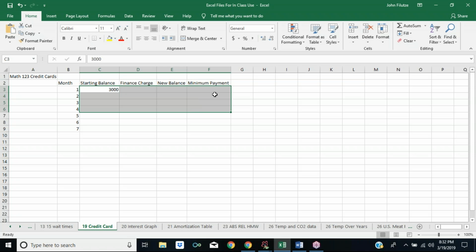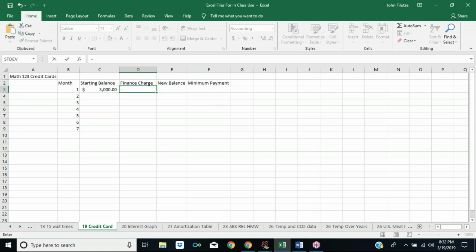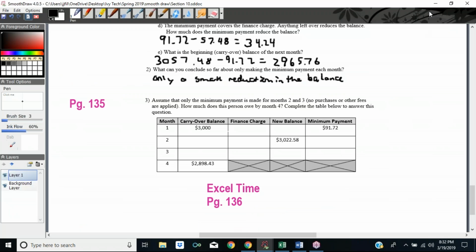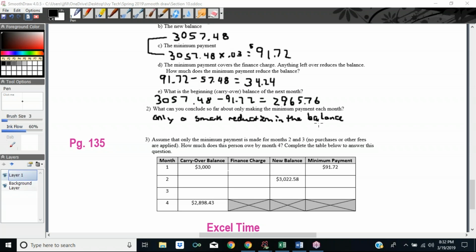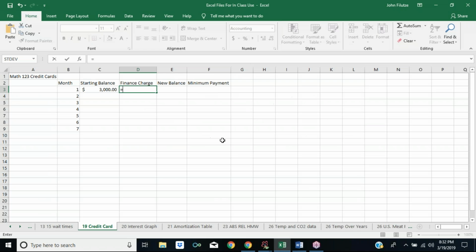I'm going to just put all these as dollars. Okay, so $3,000. The finance charge, I'm going to put this as a formula. So the finance charge is equals, and I've got to go back here and look. So it was the 22.99%. So it's going to be 0.2299 divided by 12 times, and then I'll put this number in here, the previous value.